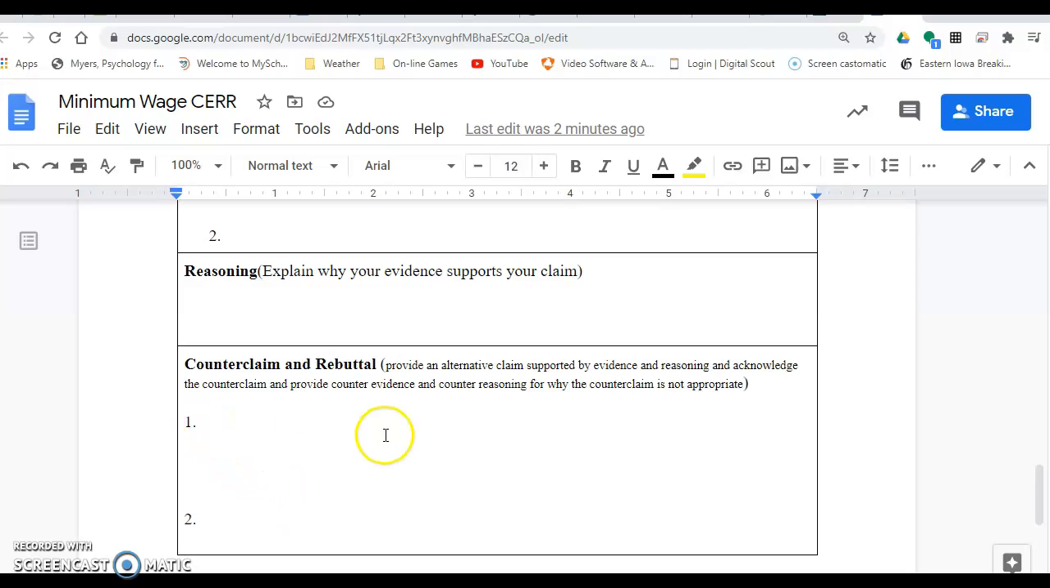What is a counterclaim against raising minimum wage? You know, maybe it is that small businesses would have to lay people off. Okay, so you'd write that, and then your rebuttal to that would be your rebuttal to that counterclaim. Again, you need to have 2 of those.